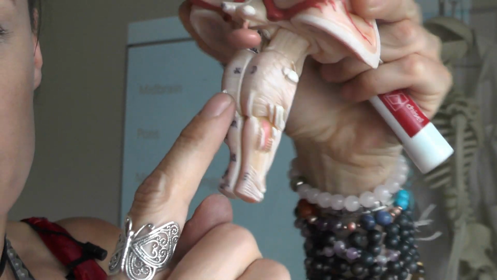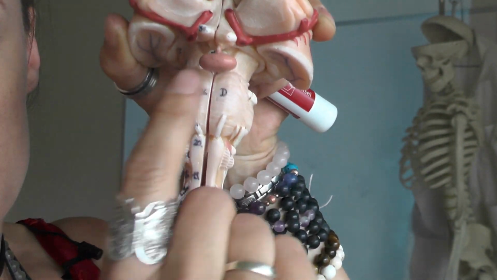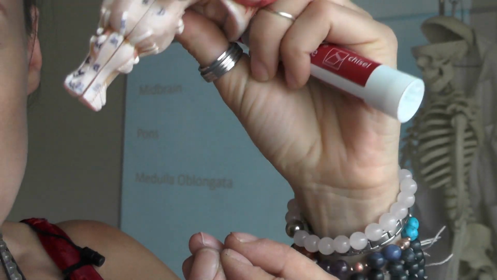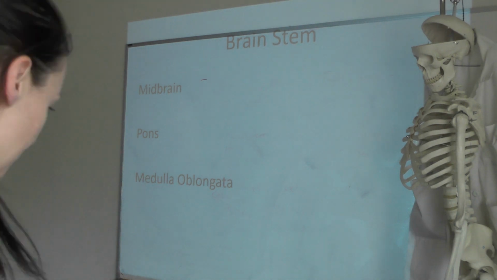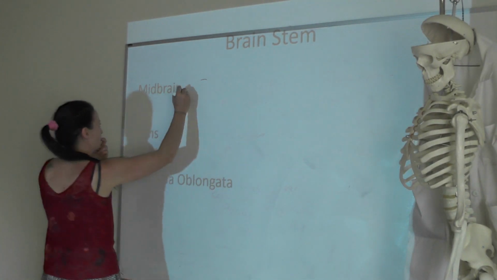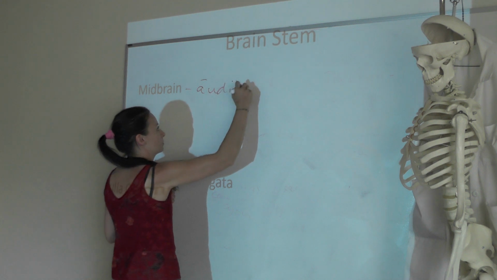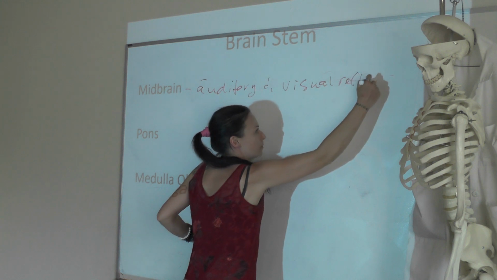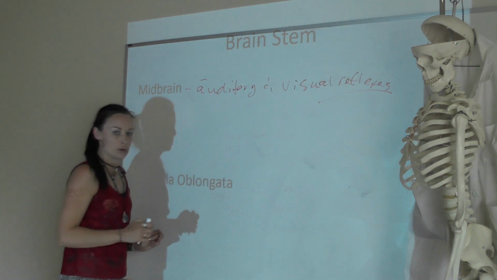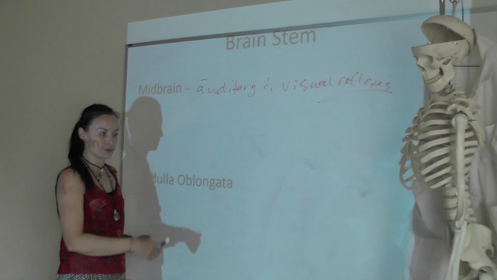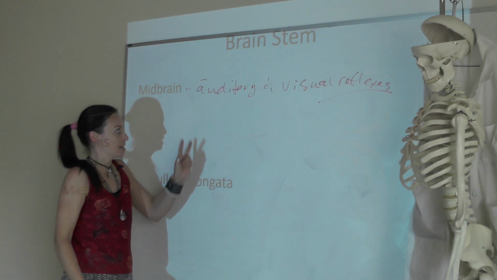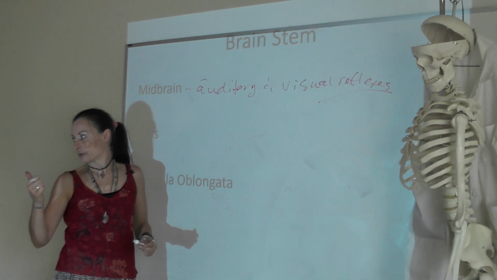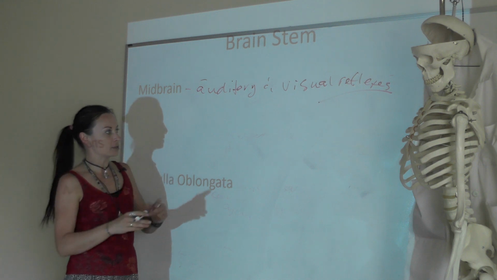Right here, this region, very distinct. Pons. This region right here, medulla oblongata, is going to lead into your spinal cord. That's your brainstem, midbrain: auditory and visual reflexes. Reflexes you don't think about, you just do. So if something flies past your face and you track it with your eyes, you're not thinking about it. Controlled in the midbrain. If you hear a sound behind you and you turn to track it, midbrain, you're not thinking about it, that's a reflex.